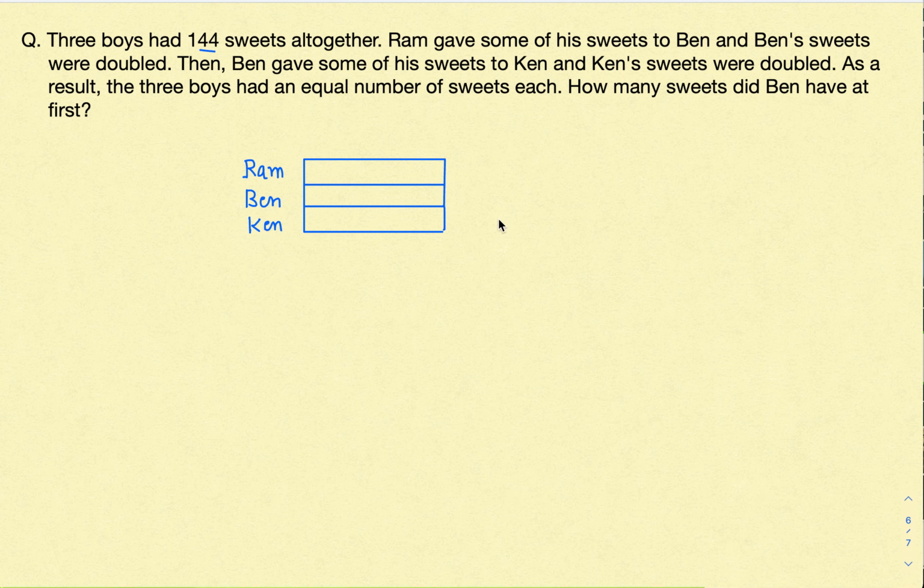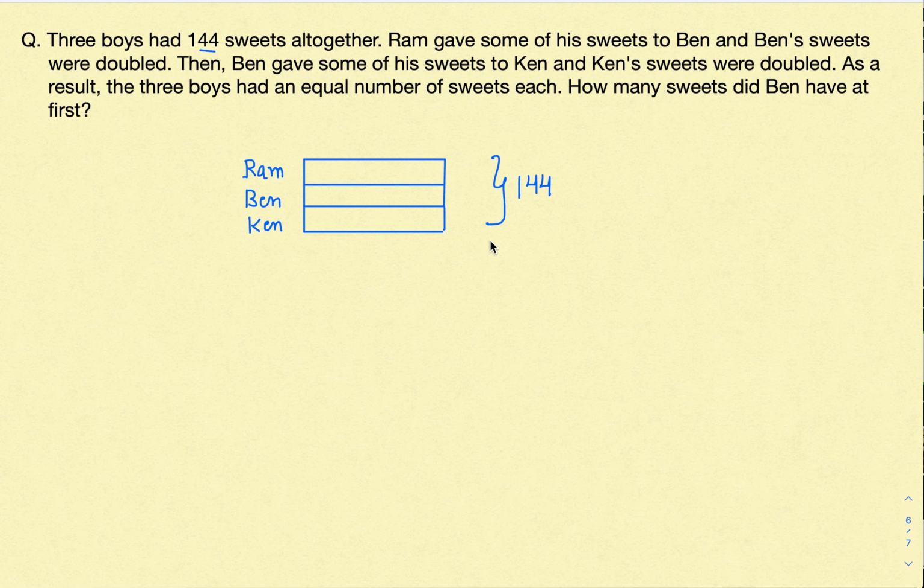So I'm planning to work it backwards. Since all of them are having the same amount of sweets at the end, I have drawn in my model three equal bars. Now what do you think, how much will all this be together? It will be 144.